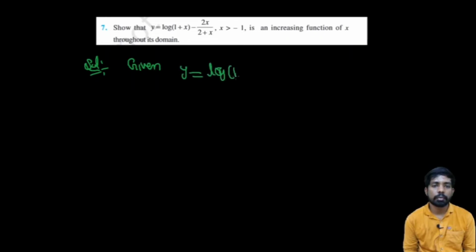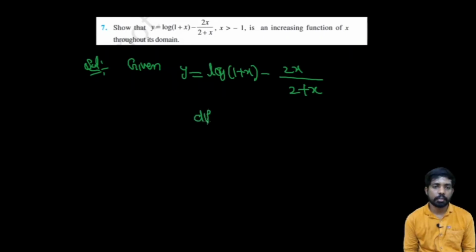Here we have question 7. Show that y is equal to log of 1 plus x minus 2x by 2 plus x. So we have to prove that for x greater than minus 1 it is an increasing function of x throughout its domain. Let us consider the given function, y is equal to log of 1 plus x minus 2x by 2 plus x. So the first step is what?